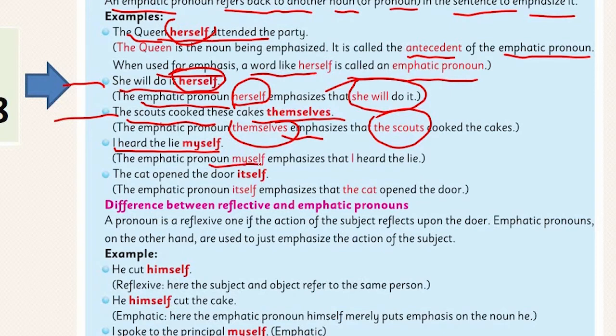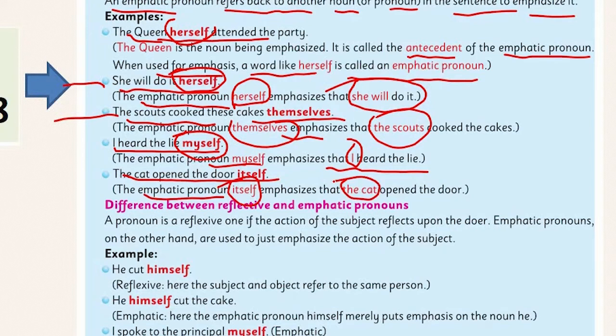I heard the lie myself. The emphatic pronoun myself emphasizes that I heard the lie. I, the subject, heard the lie myself. So myself here is an emphatic pronoun. The cat opened the door itself. The emphatic pronoun itself emphasizes that the cat opened the door.